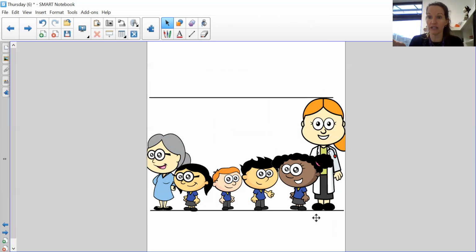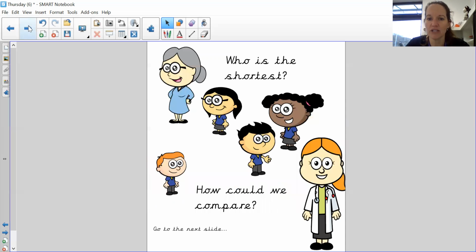So can you say tallest? Well done. So we've got a bunch here. Now we're going to look at the shortest. Okay, we're going to look at which child is the shortest.